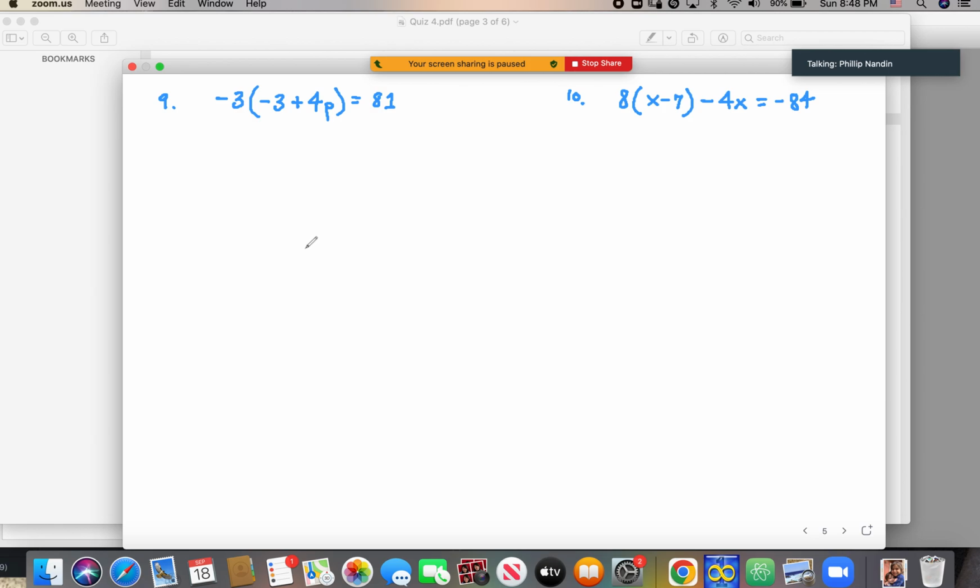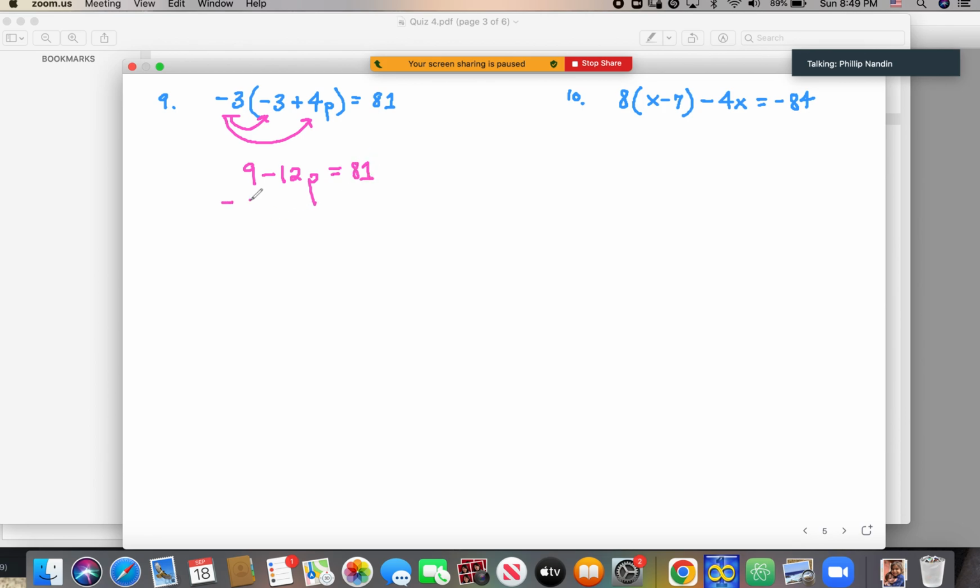Okay. Now, in this case, you have an added idea here. You have to distribute, which is another thing to deal with. So you distribute negative 3 times negative 3, and then negative 3 times positive 4p. Negative 3 times negative 3 is positive 9. Negative 3 times positive 4p is negative 12p. Equals 81. And now you just solve it from here.